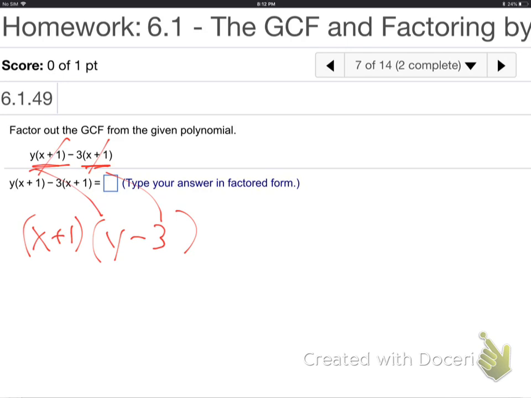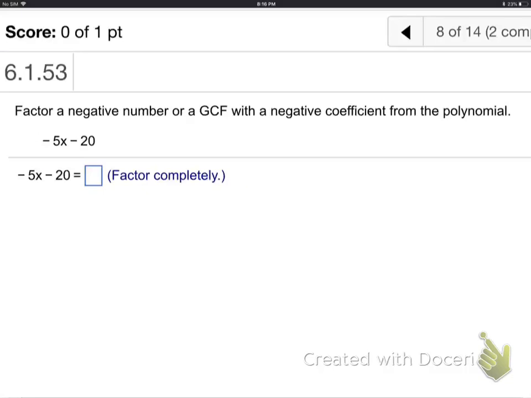Okay, so that's where we're going now. Let's try another one of those. It's the same pattern. They're giving me negative in the front. They say factor out with negative. So basically when the front term is negative, just take out whatever you have in common that's negative. So right in the front we have negative 5x. So what goes into 5 and 20?